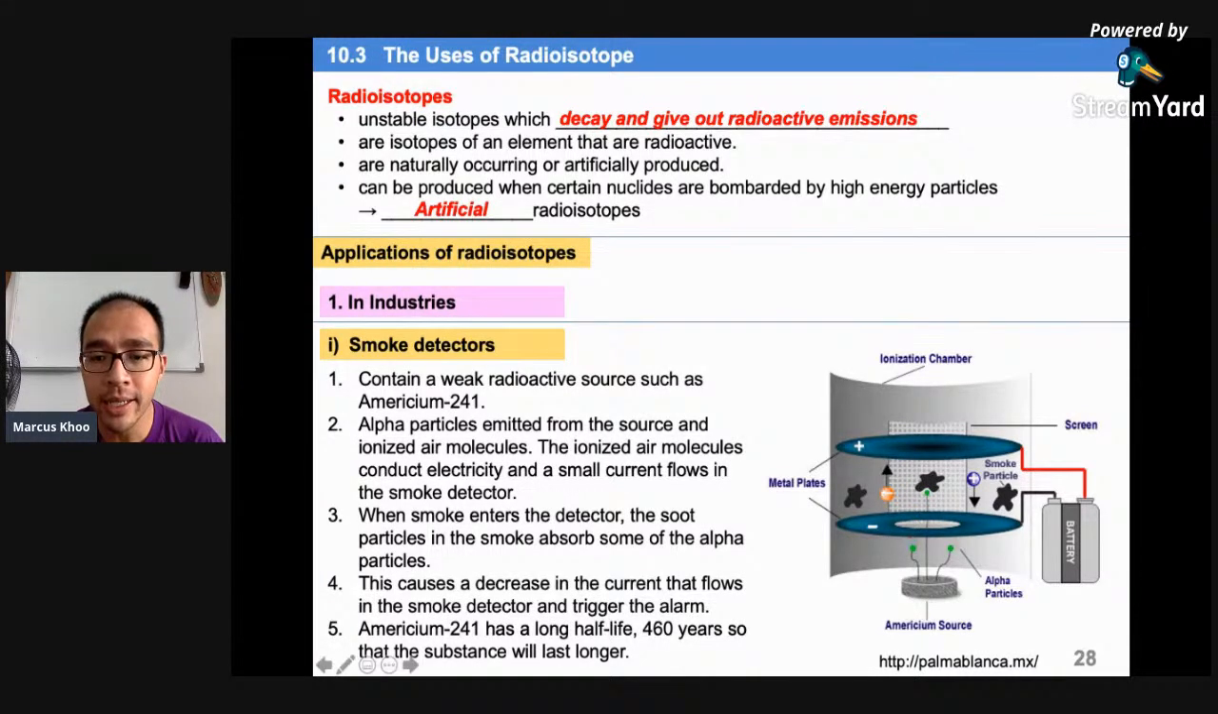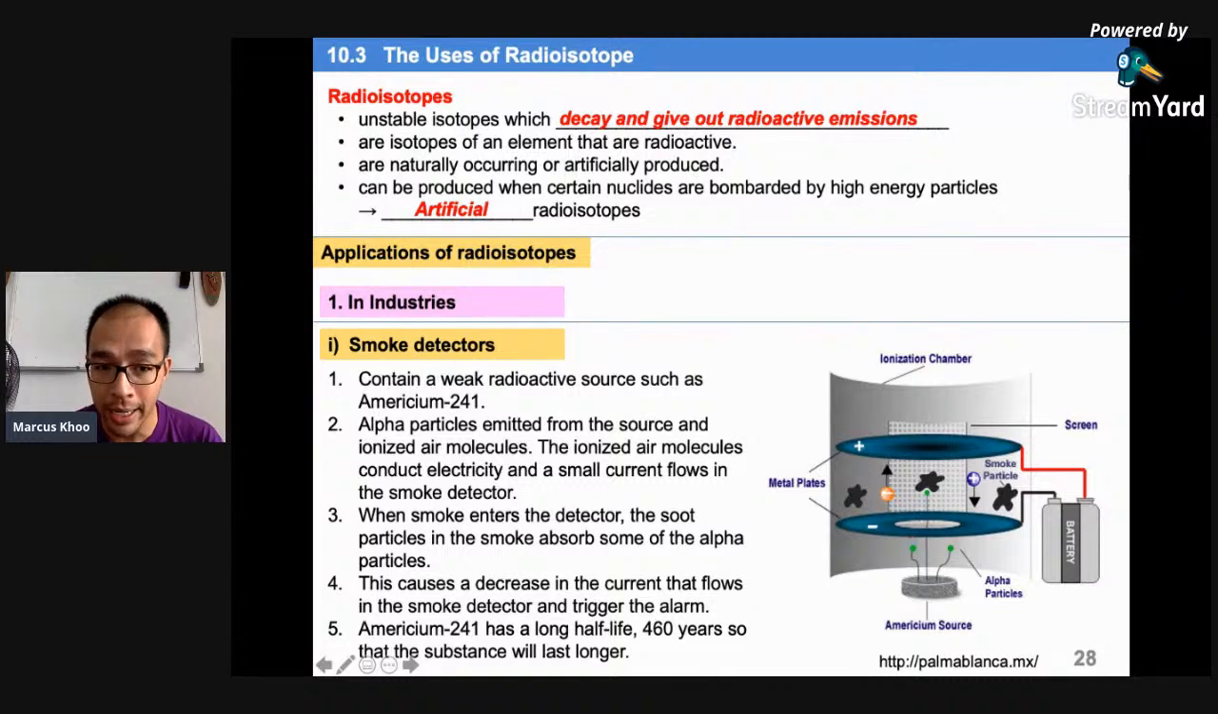So smoke detectors, guys, that we have in our buildings are actually an application of radioisotopes. We find that it contains a weak radioactive source such as americium-241. It's very weak, but the alpha particles that are emitted from the source, again, we use alpha particles because, number one, they are the weakest in terms of penetrating power, and they're the highest in terms of ionizing power. So it's not so dangerous to humans, but it still can do its job. They ionize air molecules. The ionized air molecules conduct electricity and a small current flows through the smoke detector.